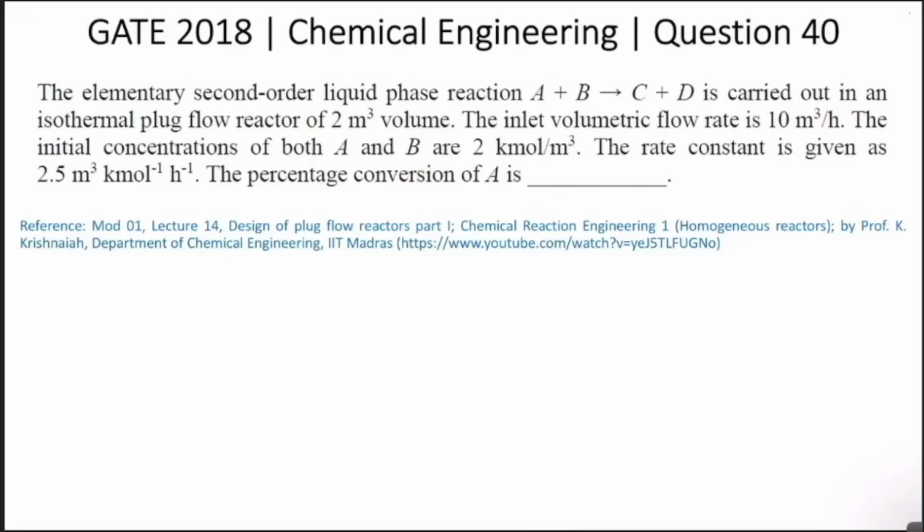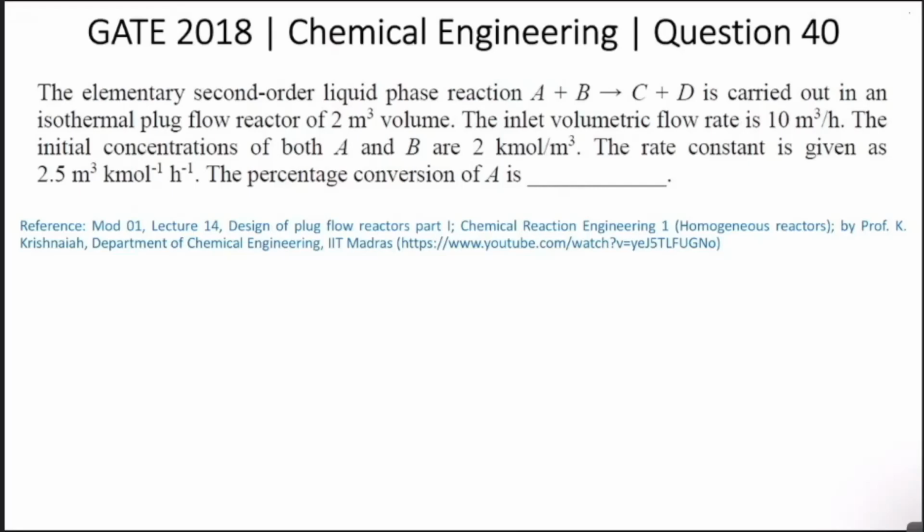So this is a question from GATE 2018 from Chemical Engineering, question number 40. The elementary second order liquid phase reaction A plus B giving C plus D is carried out in an isothermal plug flow reactor of 2 meter cube volume. The inlet volumetric flow rate is 10 meter cube per hour.